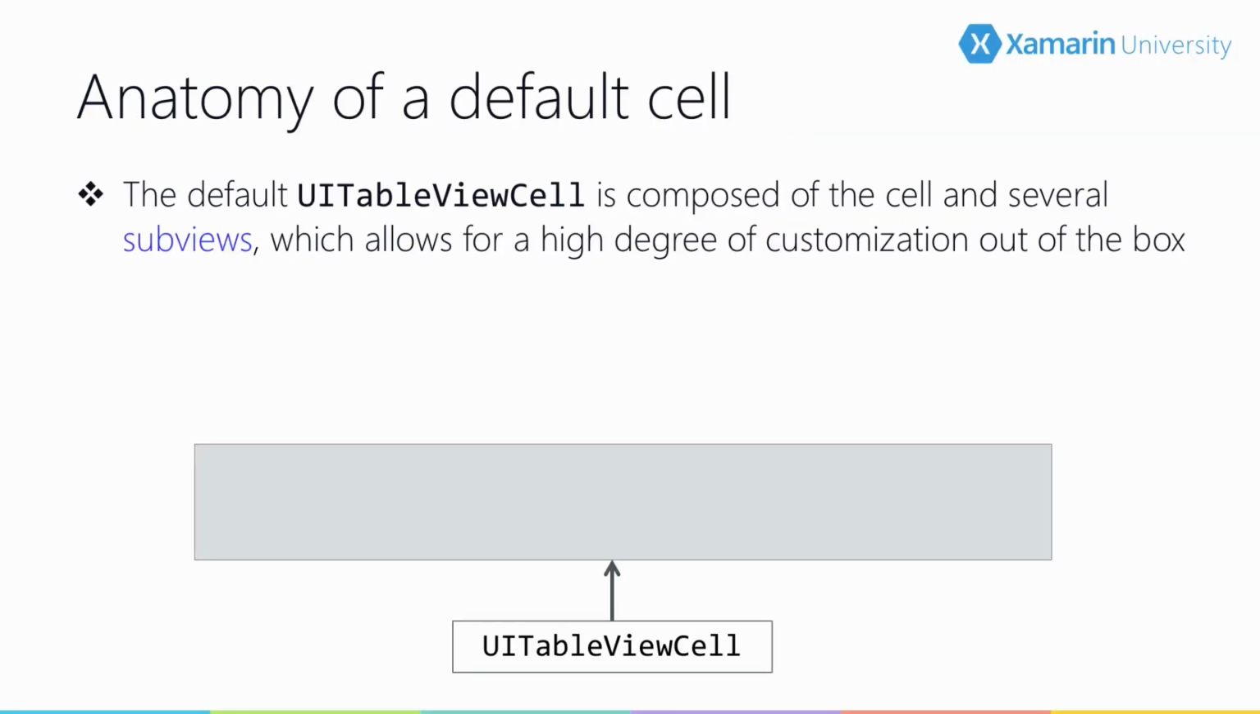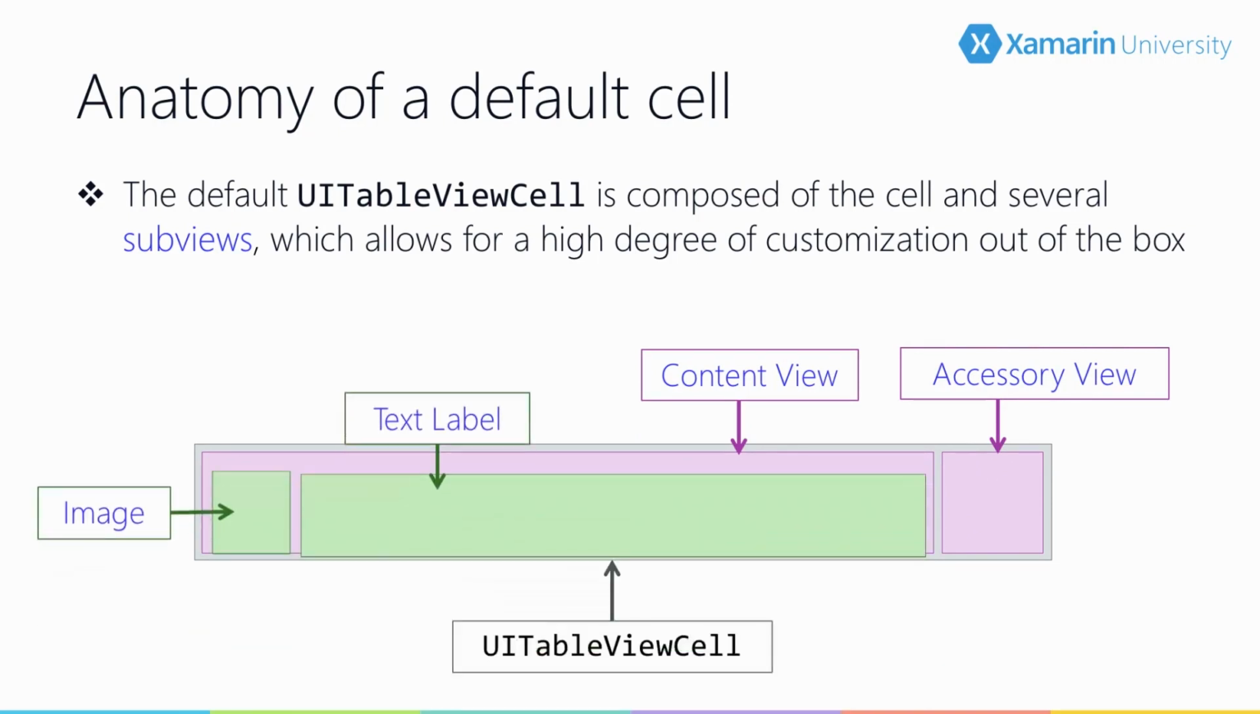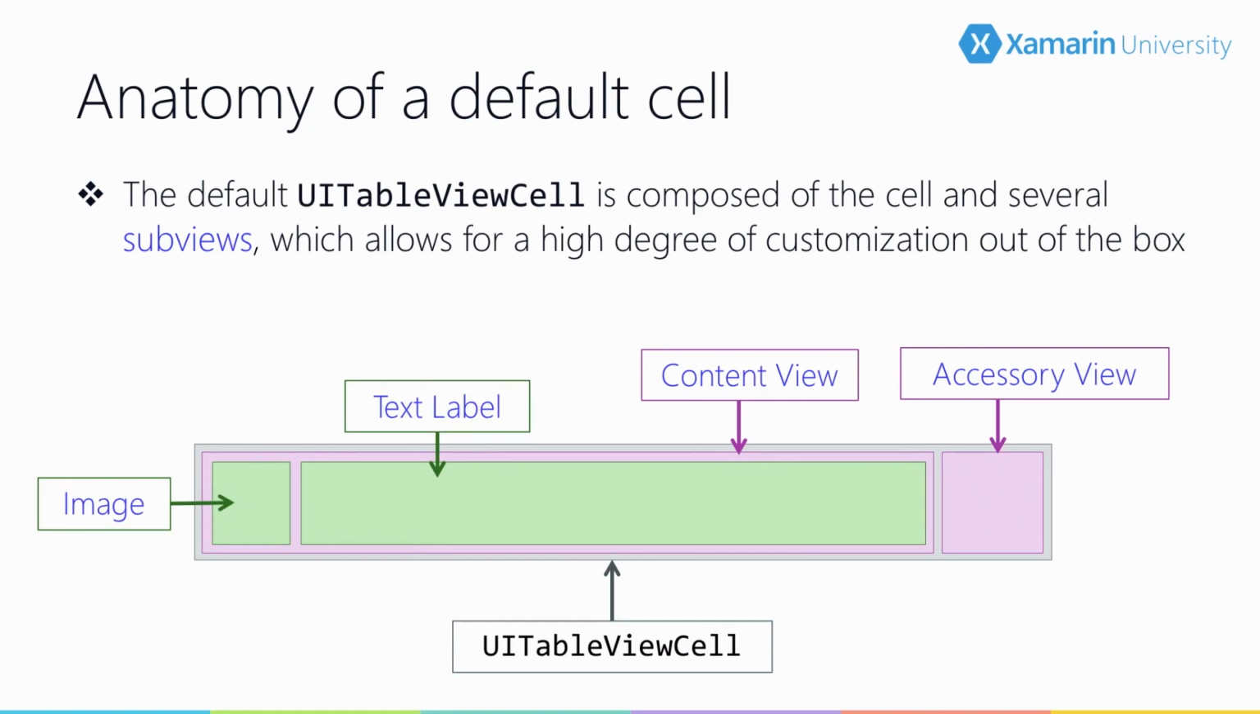At first glance, a table view cell appears to be pretty simple. For default cell styles, we have the two main content areas, the content view, which will show one or two UI labels to display text content, and for the styles that support displaying images, it can show a UI image view positioned on the left side of the cell.